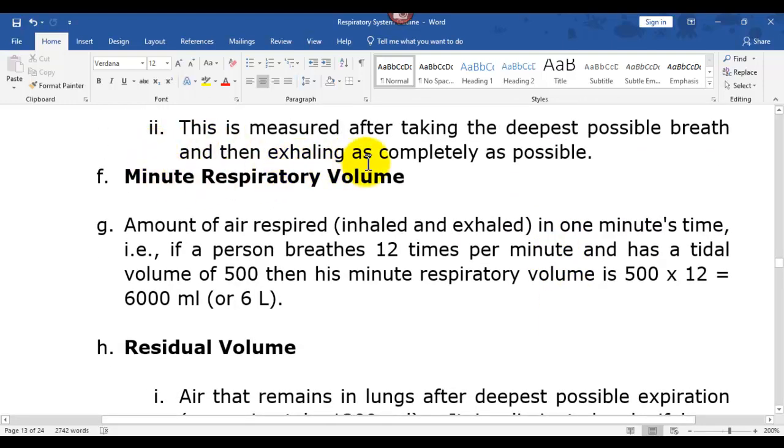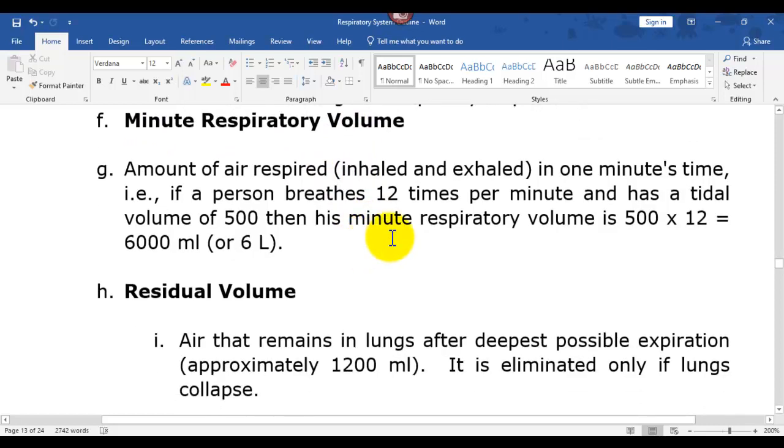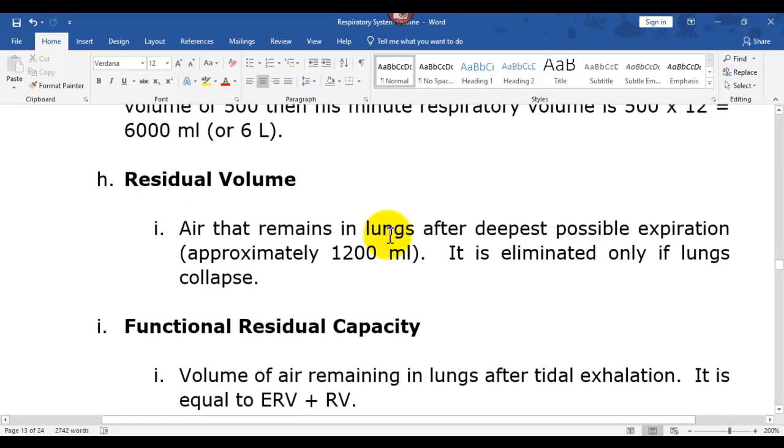Minute respiratory volume is the amount of air that moves in and out of the lungs in a minute. It's the tidal volume multiplied by the breathing rate. That's a common one too. The residual volume is the amount of air that stays in the lungs at all times.